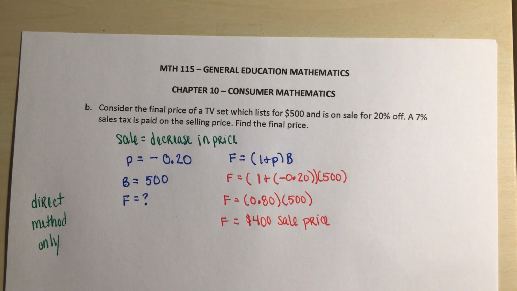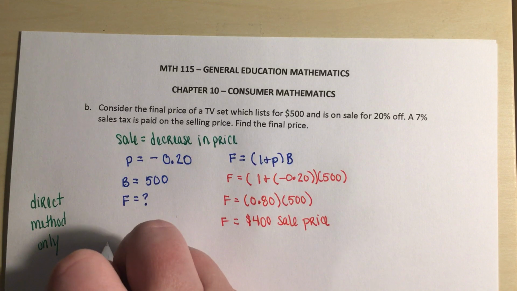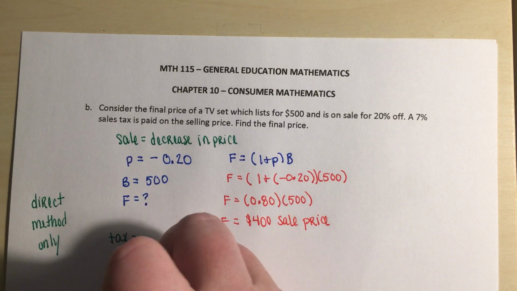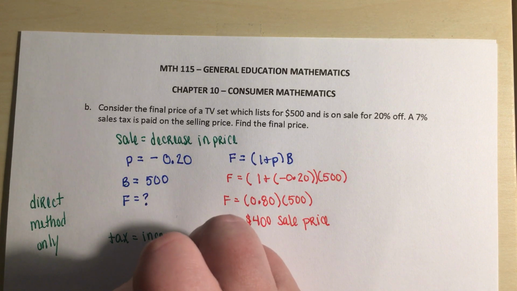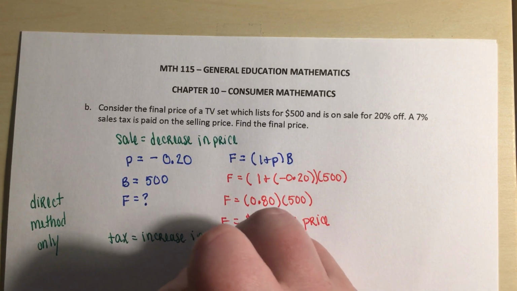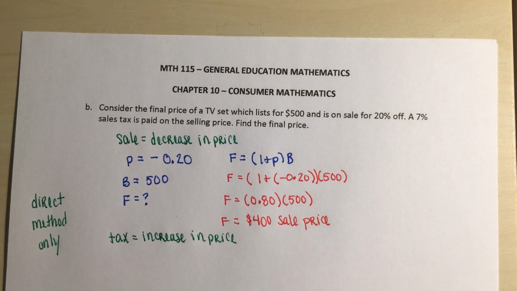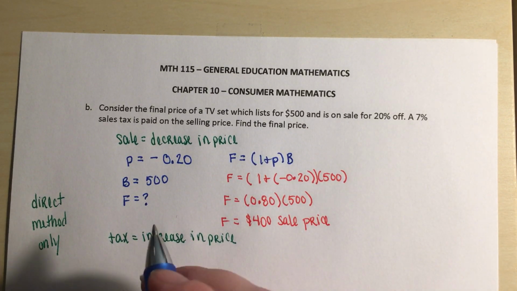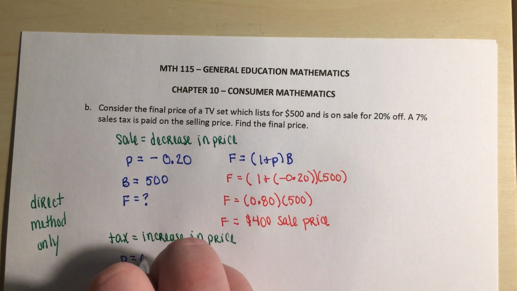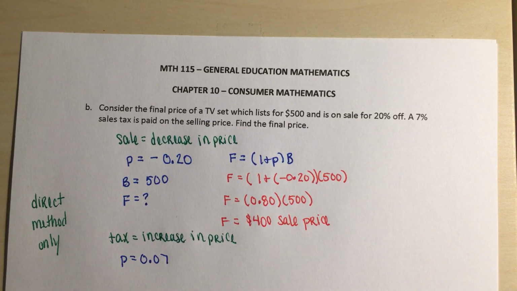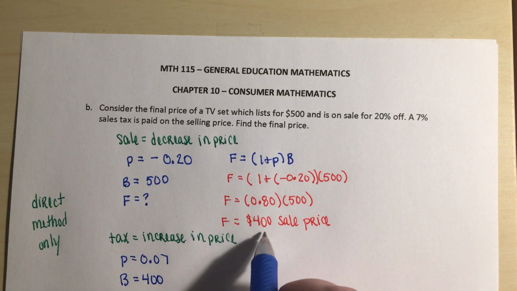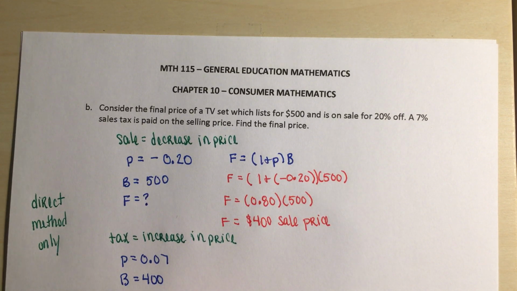Right, now we need to look at our sales tax. So our sales tax is going to be an increase in price. So no negative numbers here in the second part, we're just looking at positive numbers. So our percent, 7%, we move our decimal point 2 places, P equals 0.07. Our baseline, well, that's our new sale price of 400, right? So that has changed because of the sale. And again, we're looking for our final value.